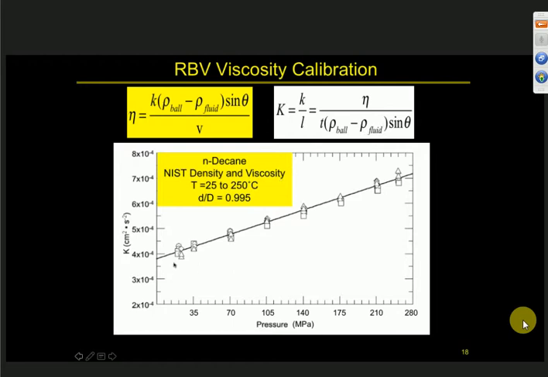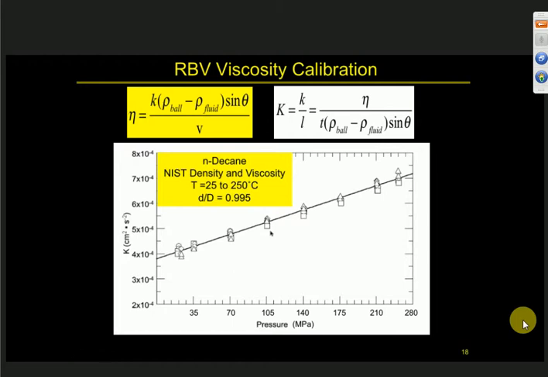Like in our density meter, for the viscometer you also need a calibration curve. For a fluid whose density and viscosity are known, we put that fluid into the viscometer and measure the ball roll time from 25 to 250 degrees C at different pressures. If you know the roll time, the density of the fluid, the angle, and the viscosity of the fluid, you calculate K. So you generate K versus pressure. Interestingly, from 25 to 250 degrees C, there is no effect on K. So that means K is only dependent on the pressure.